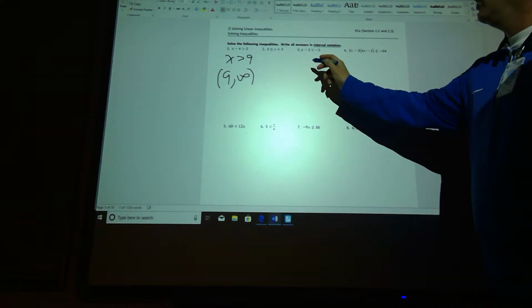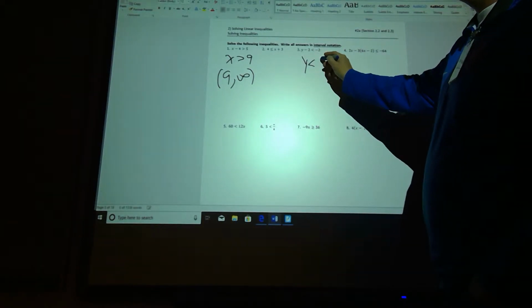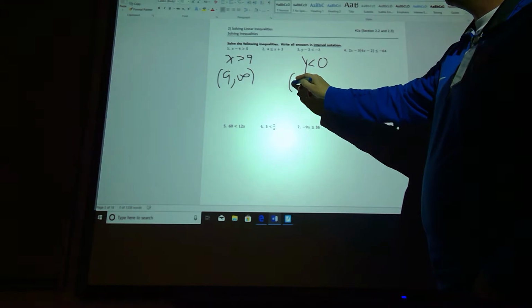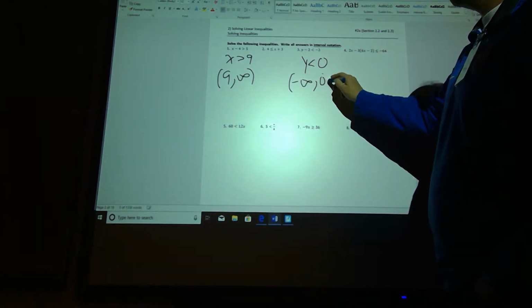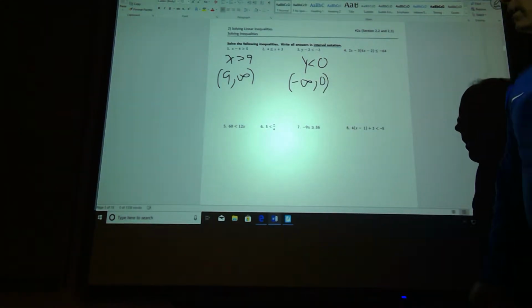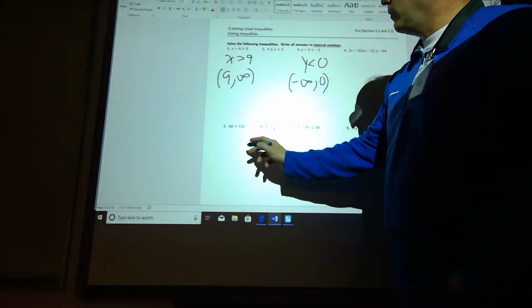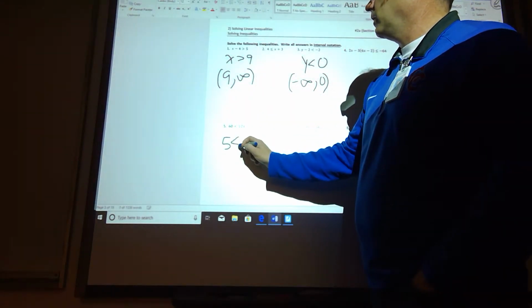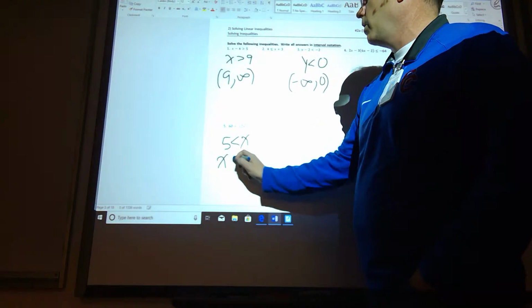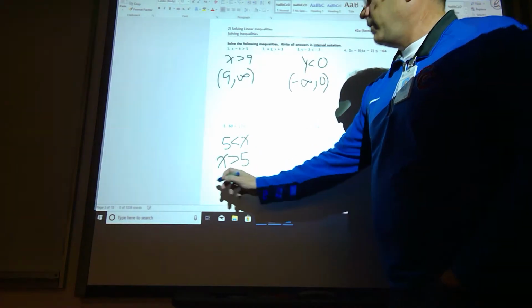Number 3, I'm going to add 2 to both sides. And so that gives me x less than 0, so I want values less than 0, so that goes from negative infinity to 0. Again, rounded bracket. Number 5, let's go ahead and divide by 12 on both sides, so I get 5 is less than x. So let's flip this over. x is greater than 5.